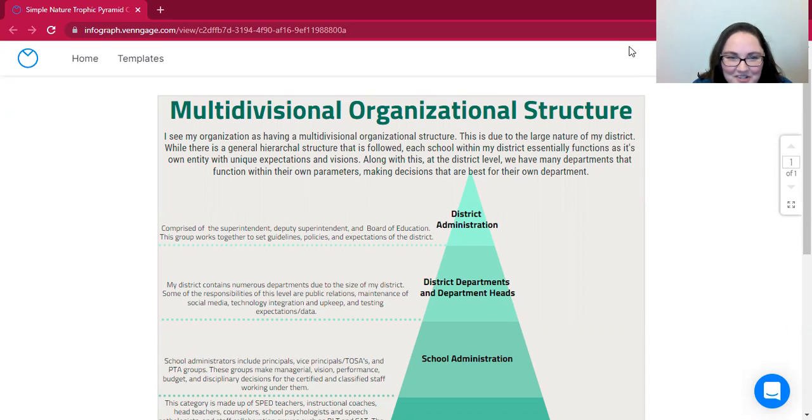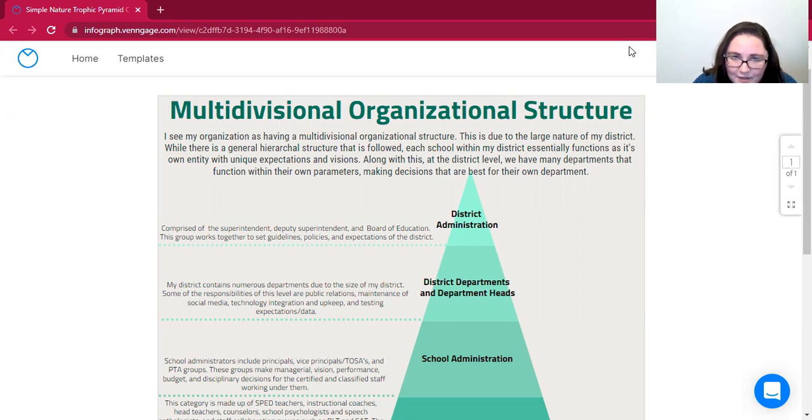And so because of this large nature, there is a general hierarchical structure with the district administration and such being at the top, but each school acts as their own entity, making their own vision decisions and procedural decisions to a certain extent while still following along with the overall guidelines of the district. Also at the higher level in the district, the departments function on making their own decisions for what's best for their department while still following the overall district guidelines.